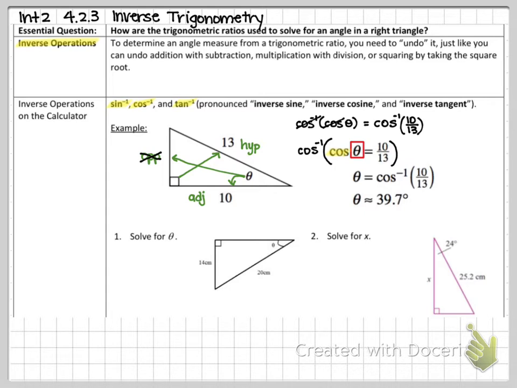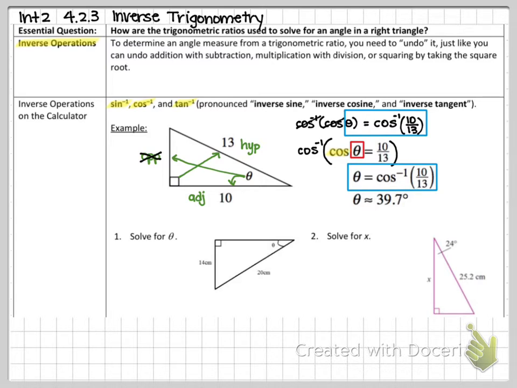So we have this theta is now equal to, I'm going to put this in a blue box. I'm going to have that theta is equal to cosine inverse of 10 over 13, which is exactly what we have down here. And then from here, so basically we know the ratio. We know the 10 over 13. Our job is to kind of backtrack our way to that angle. So we're going to use inverse cosine to be able to figure out what the angle is.